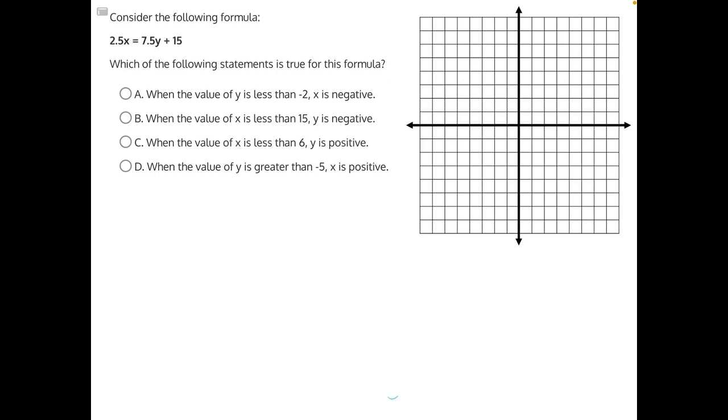Consider the following formula. Which of the following statements is true for this formula? To solve this question, we're going to need to graph this equation. And to do that, we'll have to find our intercepts. So let's start by finding our x-intercept, or when y is equal to 0.